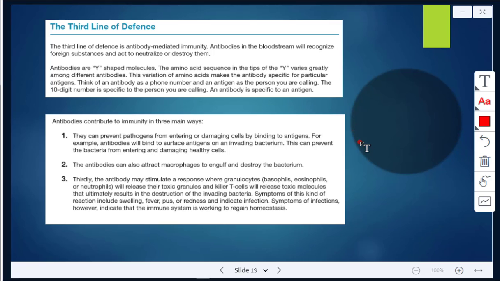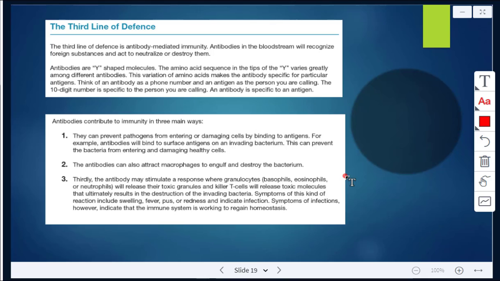And how do antibodies contribute to immunity? There are three ways. One, they can prevent pathogens from entering or damaging cells by binding to antigens. Basically, antibodies bind to surface antigens on an invading bacterium, which prevents the bacteria from entering and damaging healthy cells. Two, antibodies can also attract macrophages to engulf and destroy the bacterium. And thirdly, the antibody may stimulate a response.